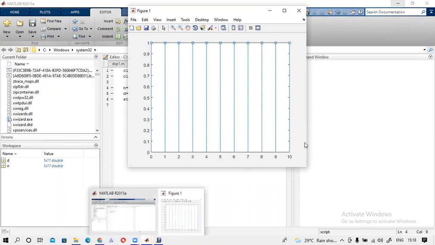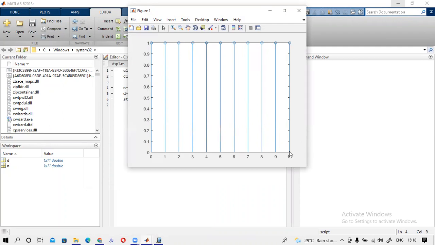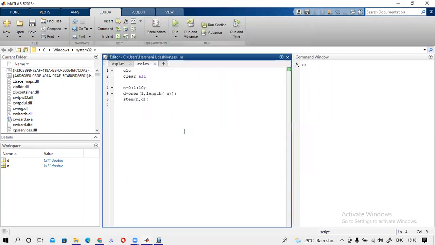You can't plot it up to infinity. In mathematics, the impulse goes up to infinity, but you can't draw it up to infinity. You have to set some constraint value here, a limit value. So you can see that we can plot a unit step function like this.